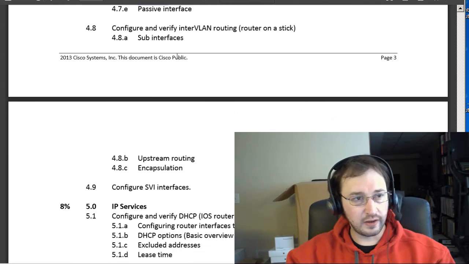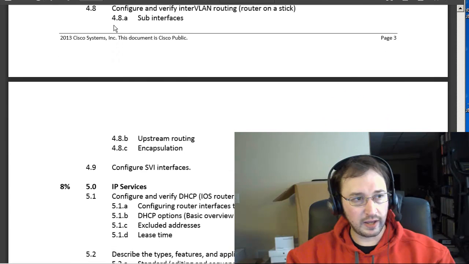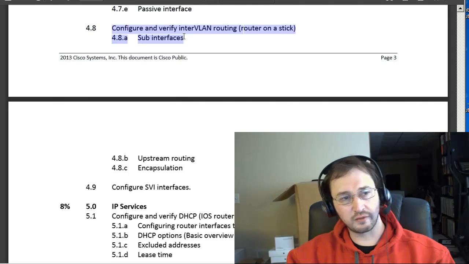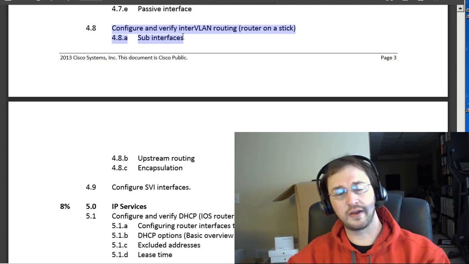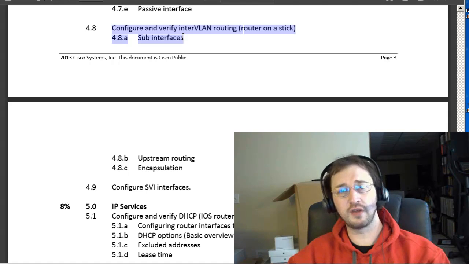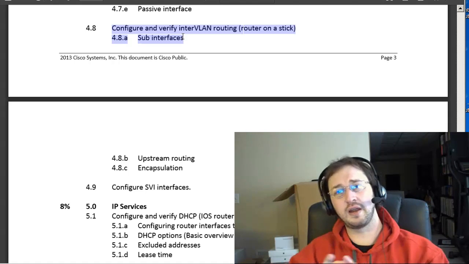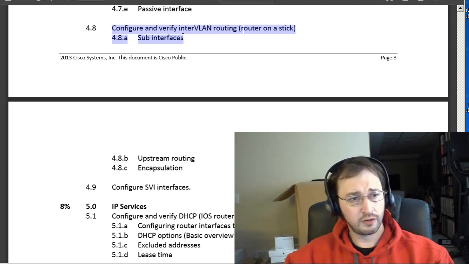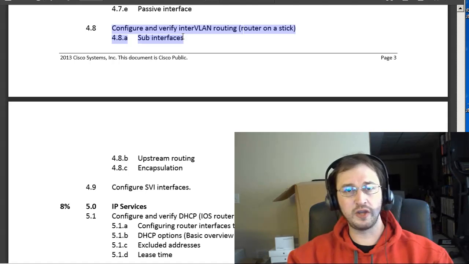Finally, we've got inter-VLAN routing in 4.8 here. So basically this is going to come down to a few things. Router on a stick. So you're going to need to know how to configure sub-interfaces on the router, which basically comes down to creating the sub-interface, setting the VLAN encapsulation, and then setting up the switch port that it connects to as a trunk, so that you can do routing between your different VLANs.